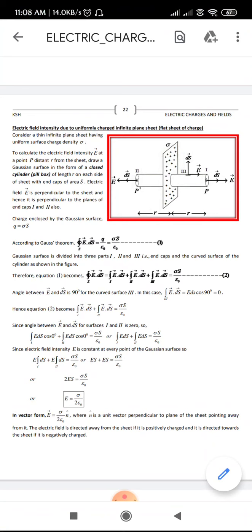going to do is consider a cylindrical Gaussian surface, where you are going to place the sheet in between the cylindrical surface. Okay, so as you can see there, the first part is towards the right-hand side and the second part is towards the left-hand side. So the right part is considered as the first part and the left part is considered as the second part, and the curved surface is considered as the third part.